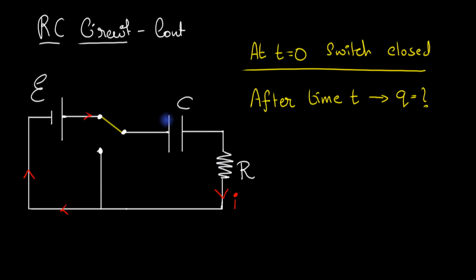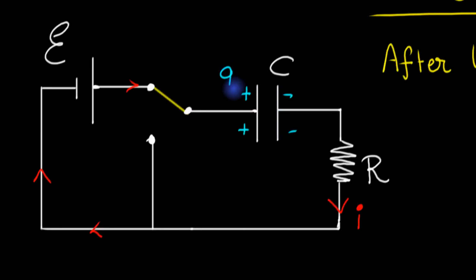And because there was a current flowing, this capacitor has been charged up. And let's say the charge on the capacitor is Q, and I don't know what Q is. I want to calculate Q as a function of time. That's going to be our goal. So to do that, we have to build an equation for this circuit. And the equation can be built using Kirchhoff's law.